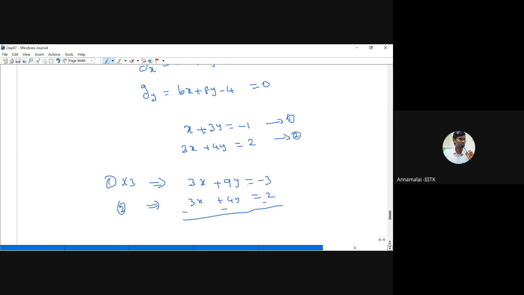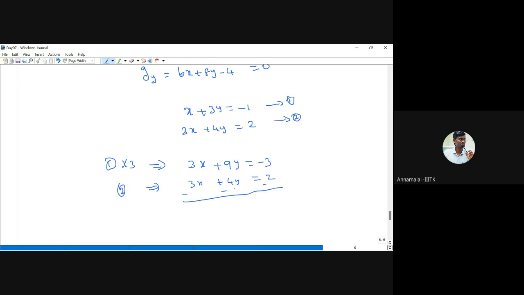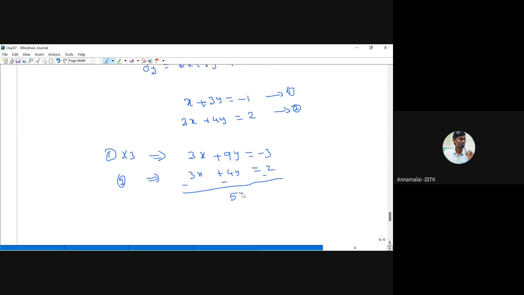So 3x cancel. 9y minus 4y, we get 5y equal to minus 3 minus, this is minus 5. Therefore, y equal to minus 1. So substitute y equal to minus 1 either in the first equation or second equation. So therefore, if you look at the first equation, x minus 3, you can take that side, minus 1 plus 3. Therefore, x equal to 2.